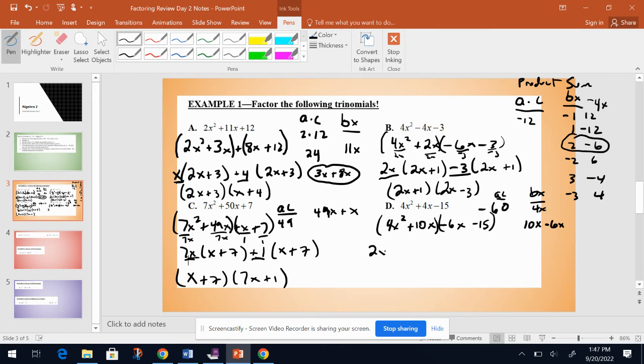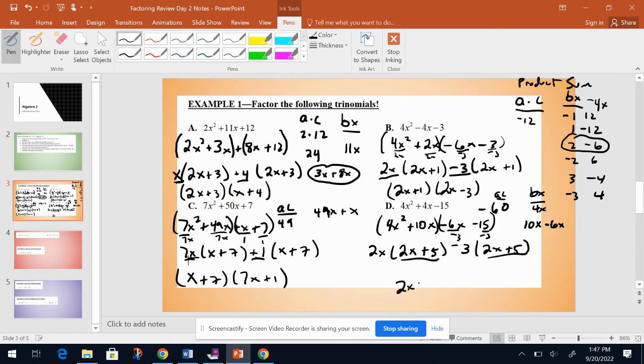Okay, so I'm going to group the first two, group the last two. I'm going to take out a 2x. That's going to leave me with 2x plus 5. Here I'm going to take out a minus 3. I'm dividing both of these by minus 3. That's going to leave me with a 2x plus 5. Again, I know I'm right because these are the same.